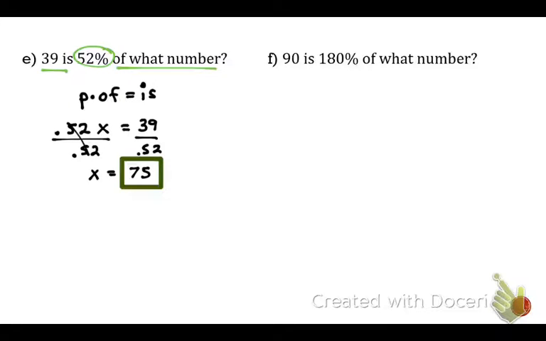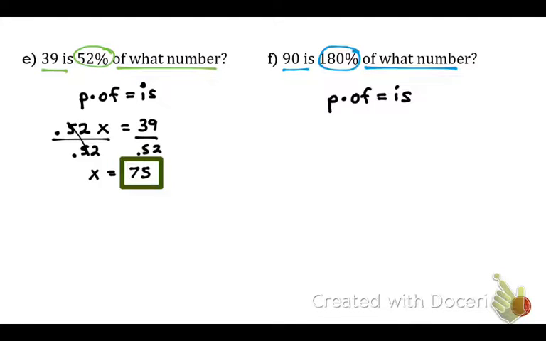Let's do another one together. 90 is 180% of what number? Abigail, what should I underline and circle? Underline 90 is, circle 180%, and underline of the number. Very good. Let's start with writing our equation. Tell me again, guys, what's the equation? P times of equals is. Good job.